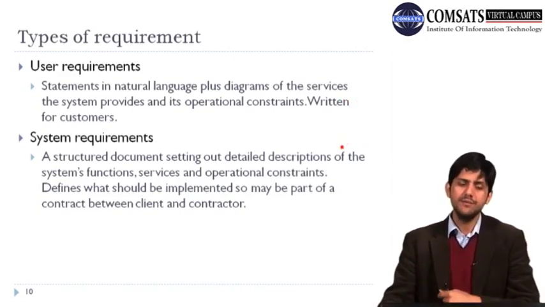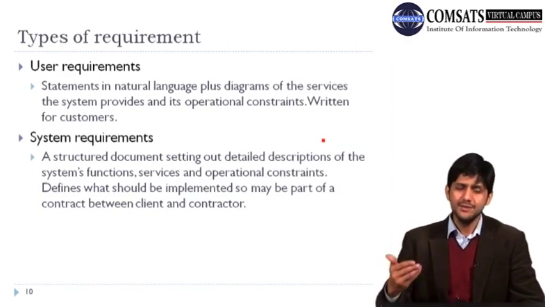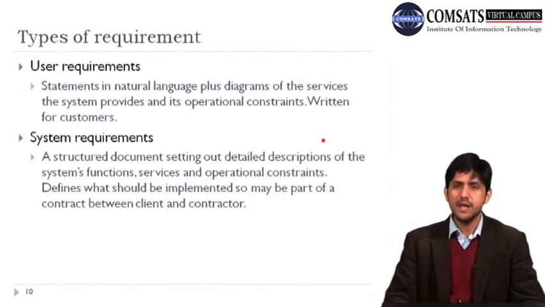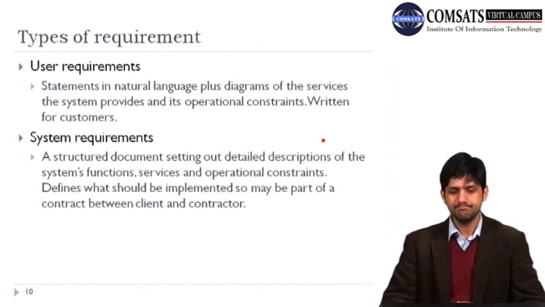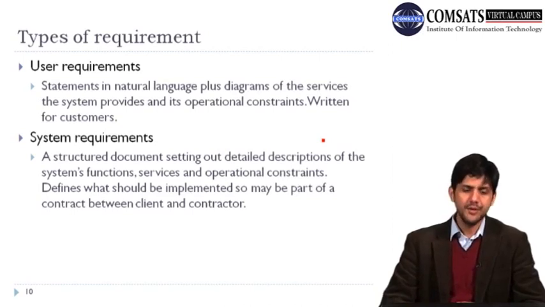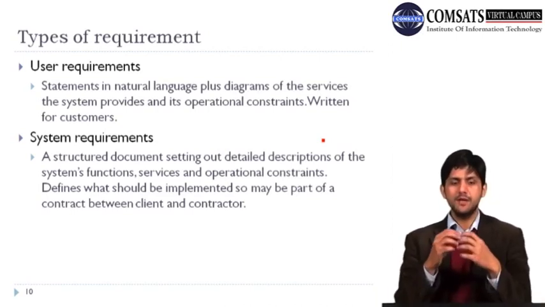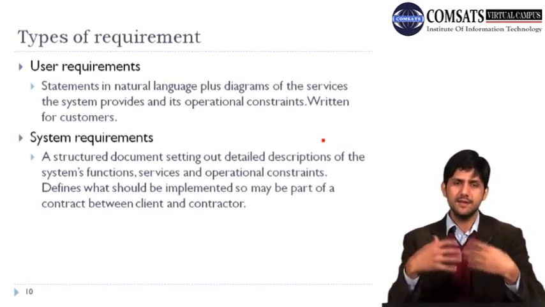Mainly there are two types of requirements. We have user requirements and we have system requirements. So what are user requirements? Statements in natural language plus diagrams of the services the system provides and its operational constraints. They're written for clients. Then there are system requirements, a structured document setting out a detailed description of the system functions, services and operational constraints. It defines what should be implemented, so it may be part of a contract between client and contractor. So this is very important to understand, that there are two levels of writing these requirements.